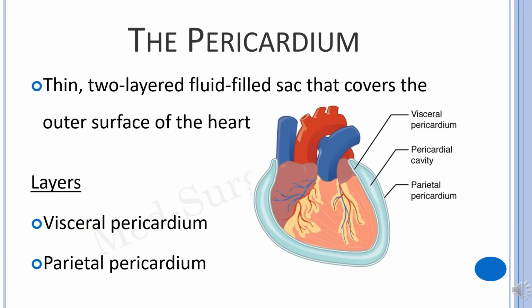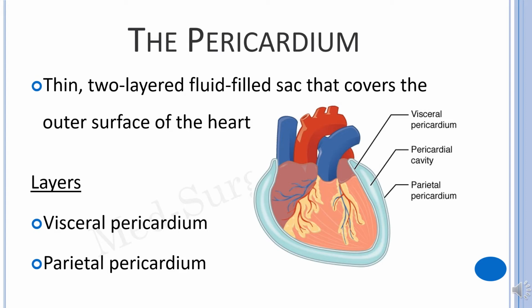Before moving on to pericarditis, let's see what is pericardium. Pericardium is a thin, two-layered fluid-filled sac that covers the outer surface of the heart. It provides lubrication for the heart and also shields the heart from infection and malignancy. It also keeps the heart from overexpanding when there is an increase in blood volume.